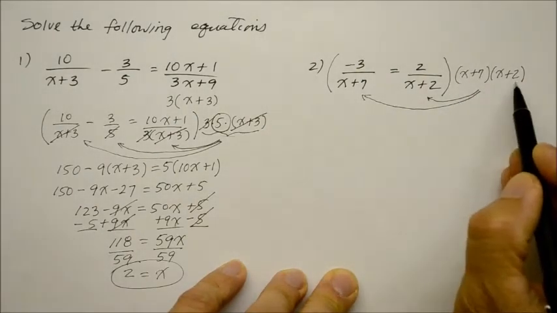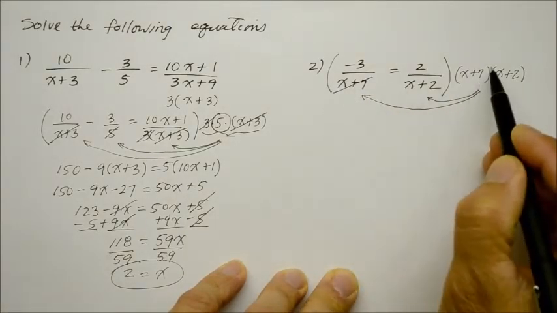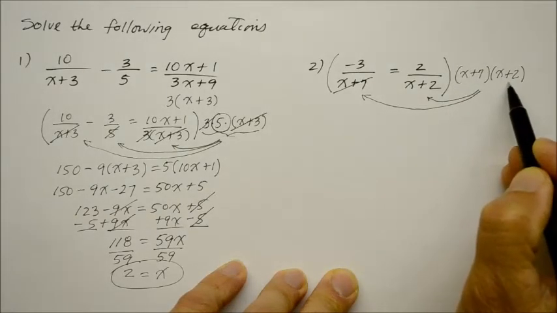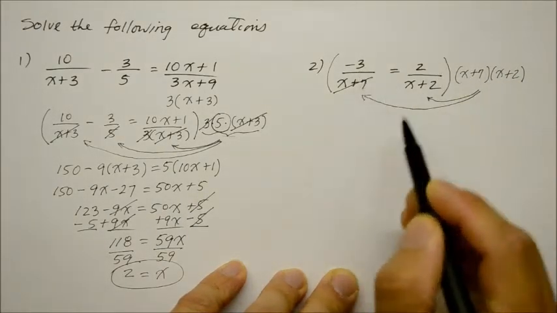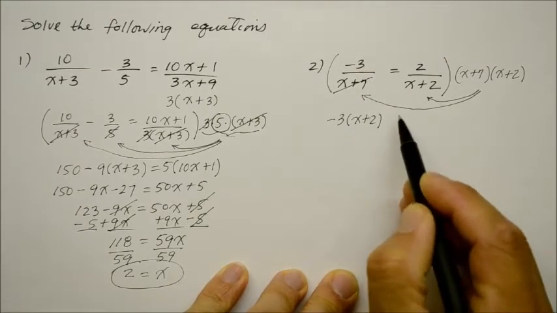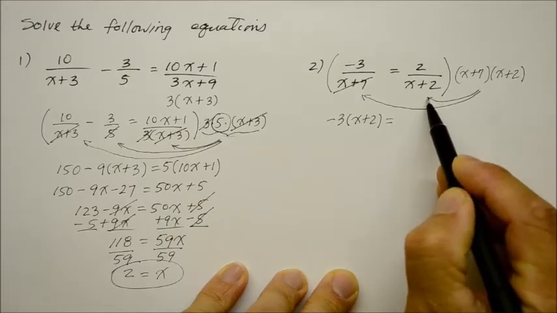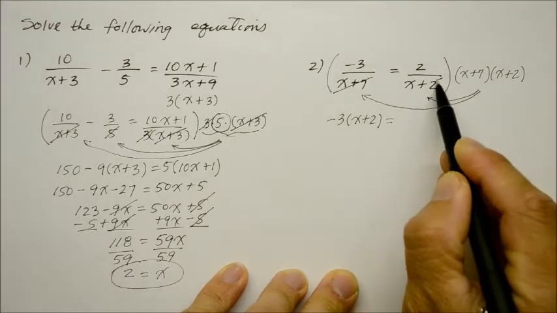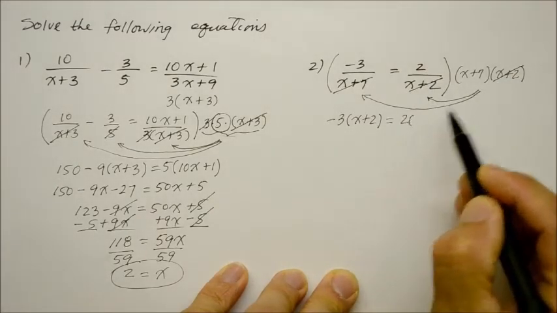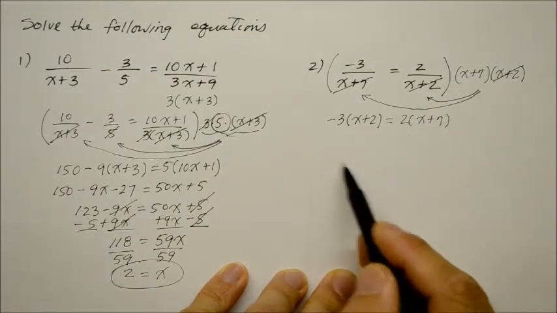So when you take the entire collection and multiply to the first quotient, the x plus 7 reduces out, cancels out the x plus 7 here. So what do I have remaining? It's just x plus 2 times the numerator negative 3. So negative 3 times x plus 2. And that equals, when you take the entire collection and multiply to the second, this time the x plus 2's cancel out, leaving you with 2 times x plus 7. Once again, no more denominator.